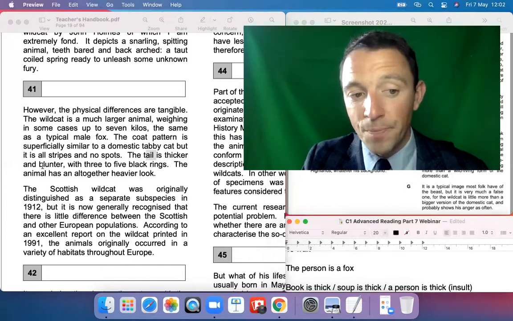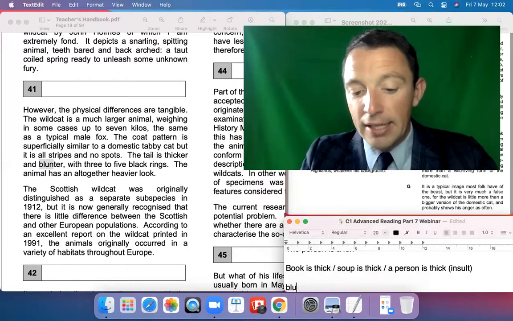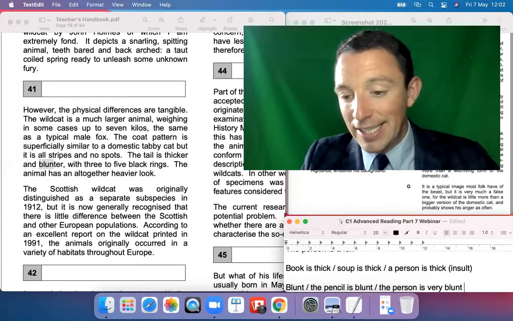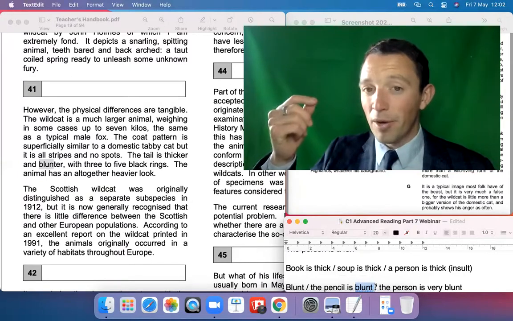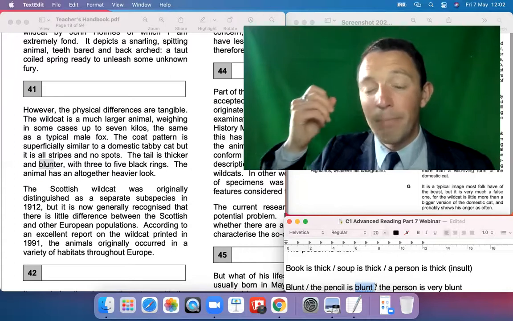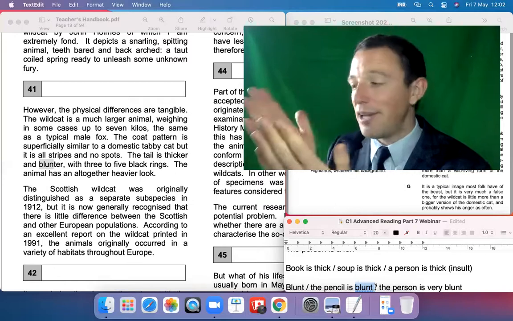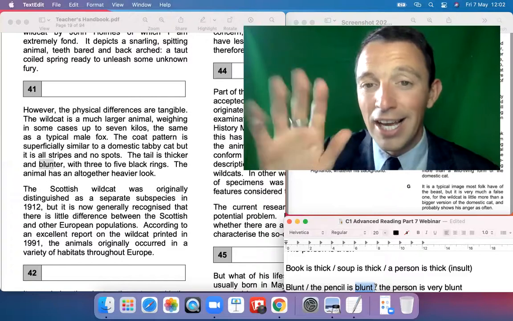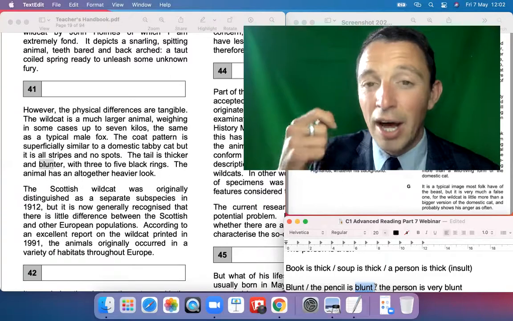Okay, and blunter. So this word is really, really important. The adjective is blunt, and the best example is the pencil is blunt, or the person is very blunt. Okay, so really the significance with the pencil is the opposite is sharp. Okay, in Spanish it's afilado, but the opposite in English is blunt. So the pencil is very blunt. It means it's very flat. And we use this expression for a person. If the person is very blunt, the significance is they are very honest, they are very direct, but possibly very rude and possibly impolite.